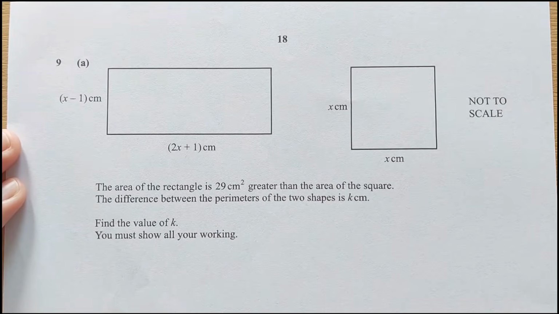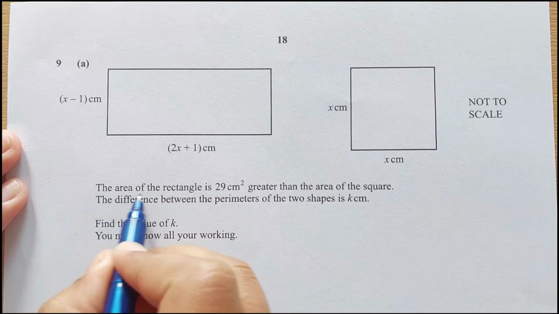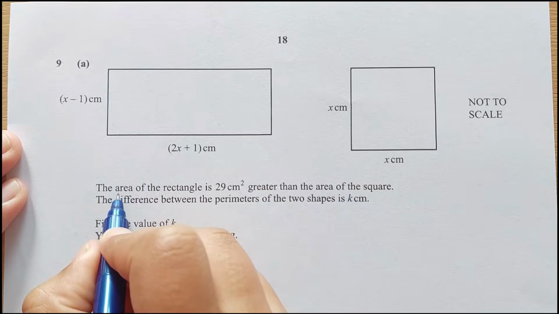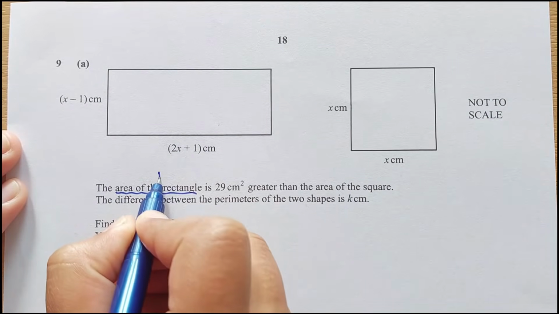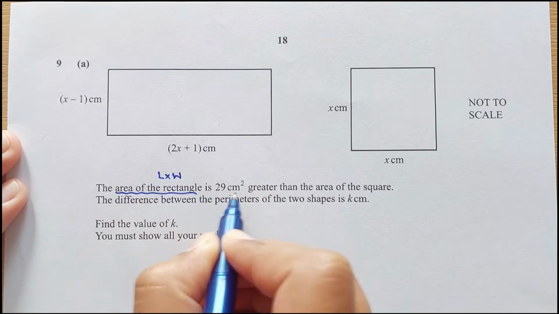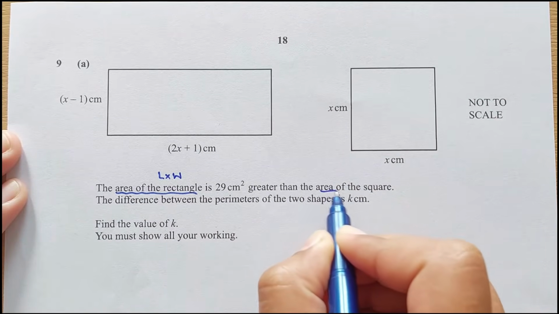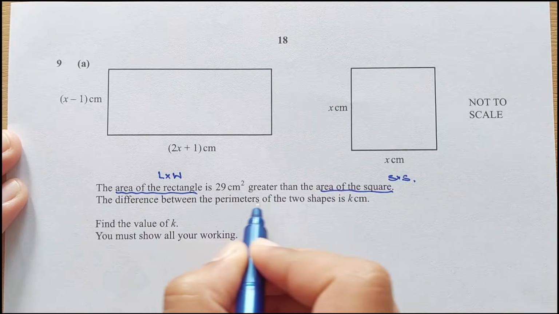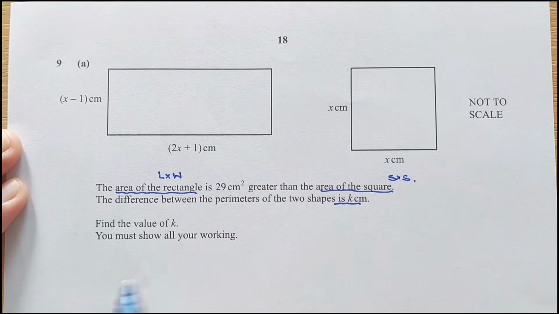Question number 9, part A. The area of the rectangle is 29 greater than the area of a square. This is a rectangle and this is a square. The area of a rectangle is length times width, and the area of a square is side times side. The difference between the perimeters of the two shapes is k centimeters. Find the value of k. You must show all your working.